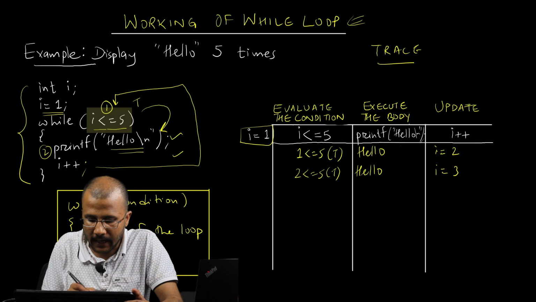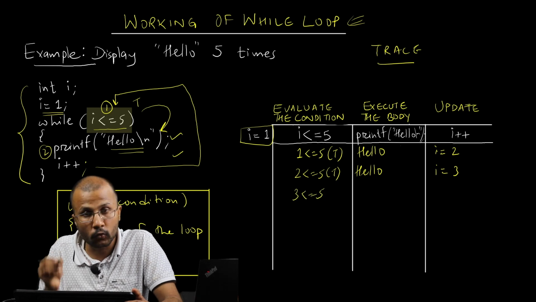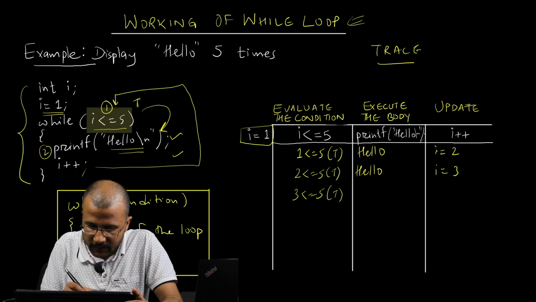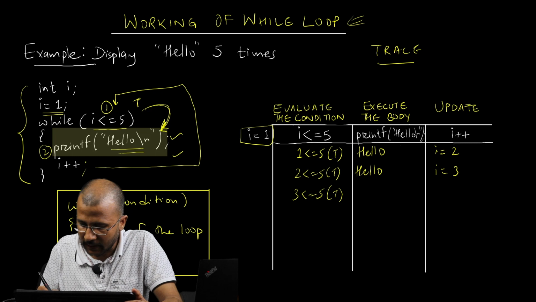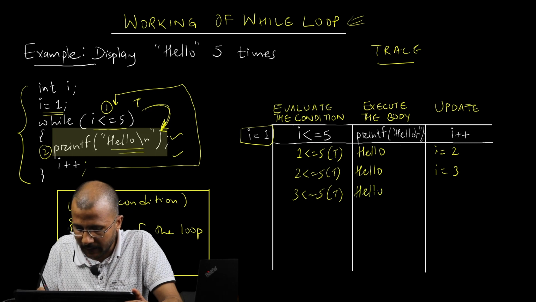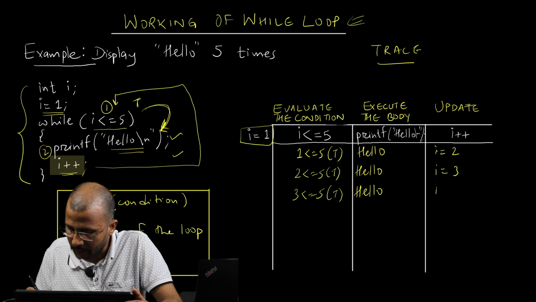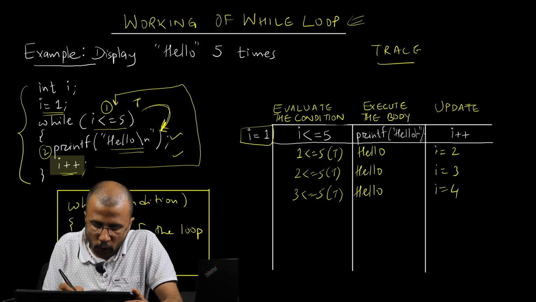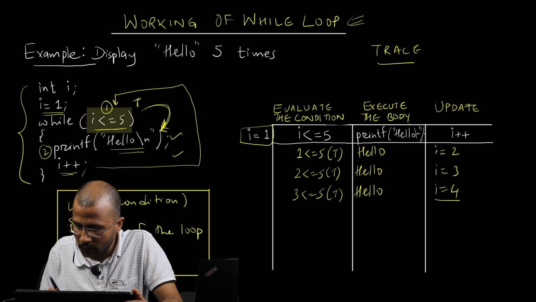Now the condition is I less than equals to 5, I is 3, 3 less than equals to 5 is true. If this is true, again it will go inside the body, and then it will print the message hello on the screen. So hello is displayed, and then again you increment the value of I by 1, so now I becomes 4, and then you again go back and check the condition, that is I less than equals to 5. In this case I is 4, so 4 less than equals to 5 is still true.